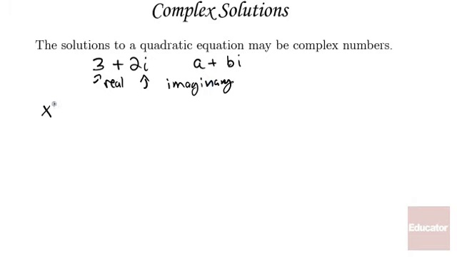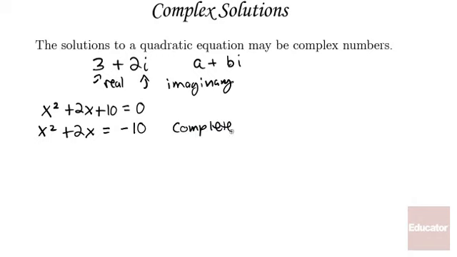Let's say I'm given x squared plus 2x plus 10 equals 0. And I'm going to solve this by completing the square. So first, I'm going to isolate these x variables on the left and the constants on the right by subtracting 10 from both sides. Now, I need to complete the square.